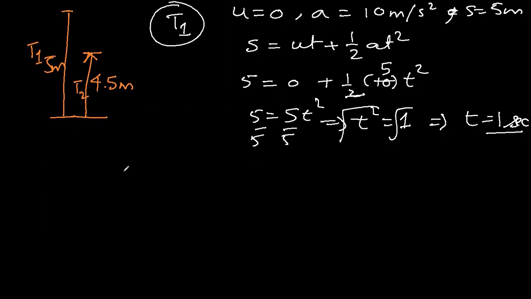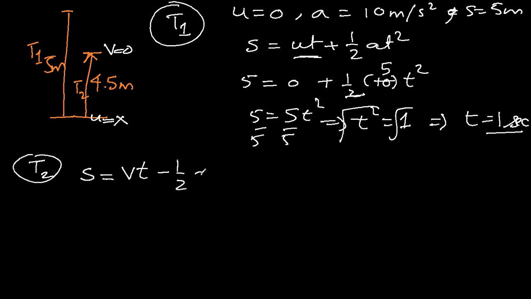Okay, now we have to find t2. Alright, what do we have in t2? We know that final velocity is 0 in this case. Initial velocity we don't know, right? So we can use the same formula but in a different way. In place of ut, we will write vt, and in place of plus, we will write minus half at squared. This is another version of the same equation.